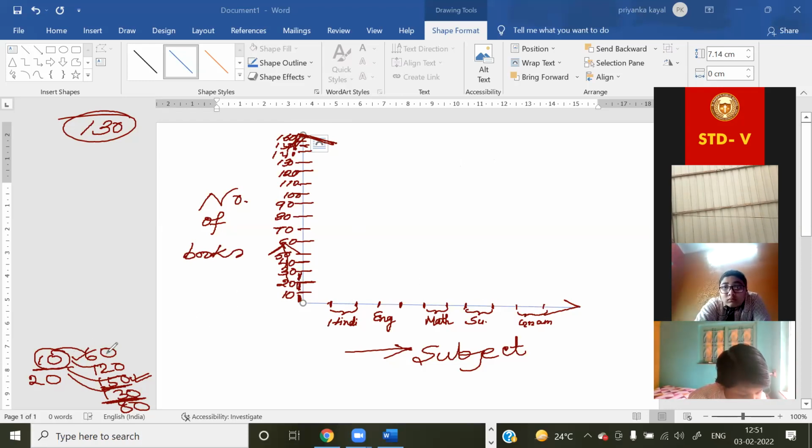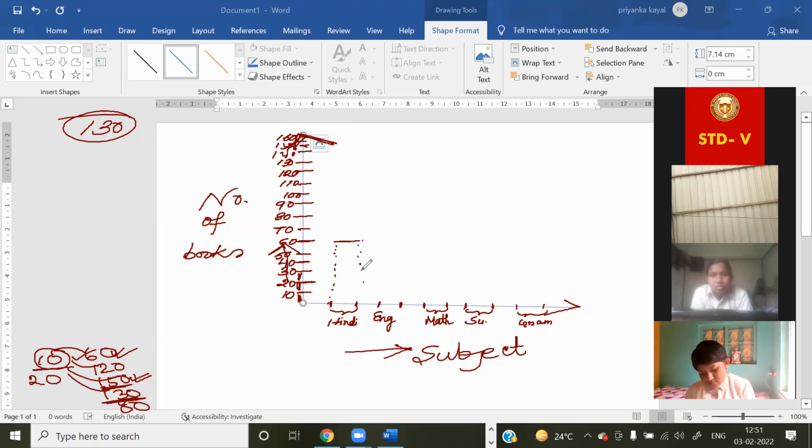Now, in the book, how many Hindi? 60. So where is 60? Here. So just make a dot line up to 60. Then come back. I am making a dot line because if I start to draw a line, it will definitely be a slant line, not vertical.